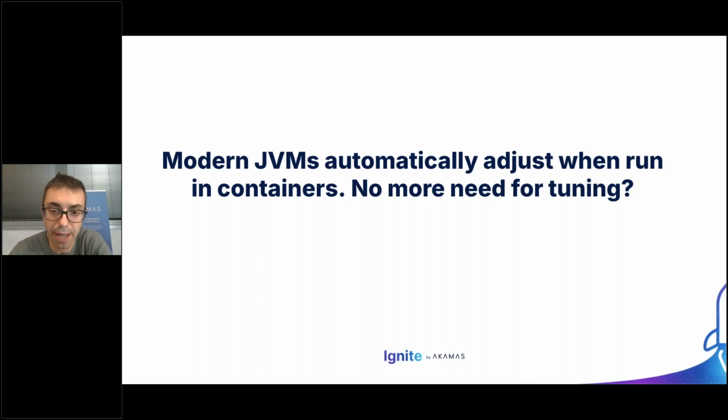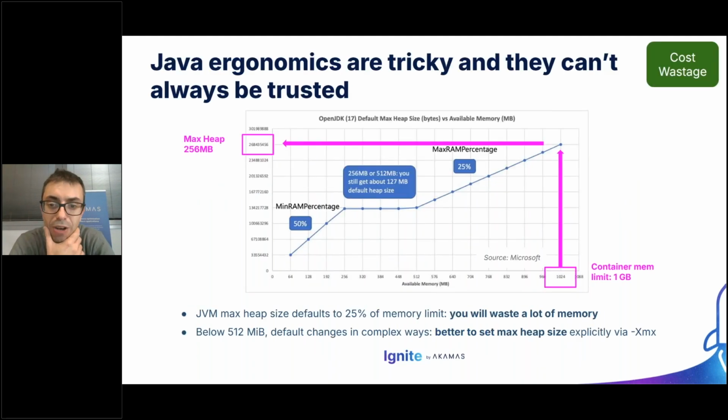That's not entirely true for many reasons. One of the most problematic areas here, talking about Java, is the Java heap. As you know, the Java heap is the area of memory where objects get allocated. So the question is, if I just run my JVM with default settings and I have my container with 1 gig of RAM, how much RAM will be assigned to the Java heap? The default heuristic is just to assign 25%.